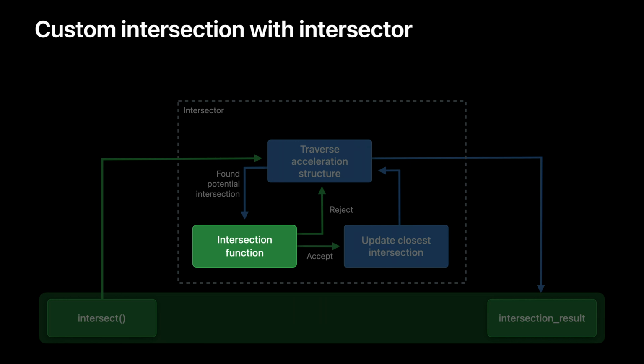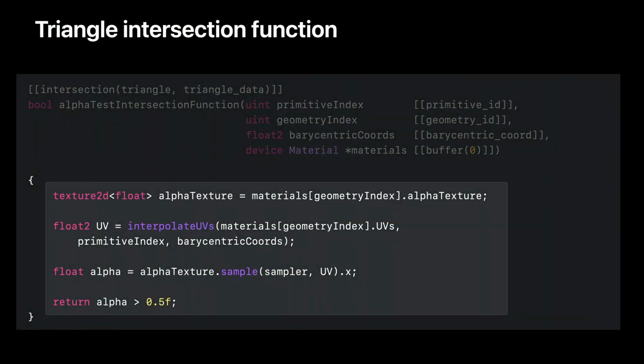There might be cases where the logic inside the intersection function is only a few lines of code, as is the case for alpha test logic. This is the intersection function that contains the logic to do alpha testing. With intersection query, we can place this logic inline without the need of this intersection function. Here is how.